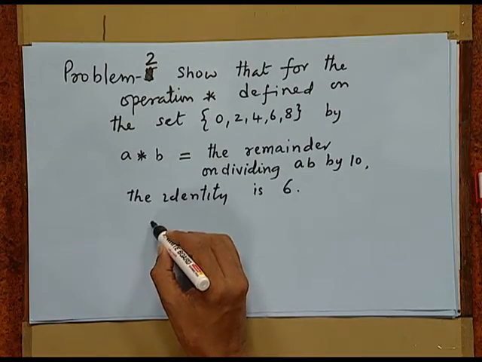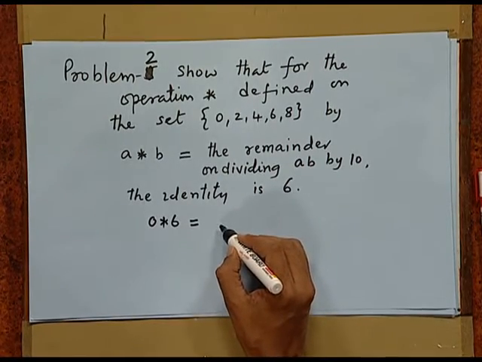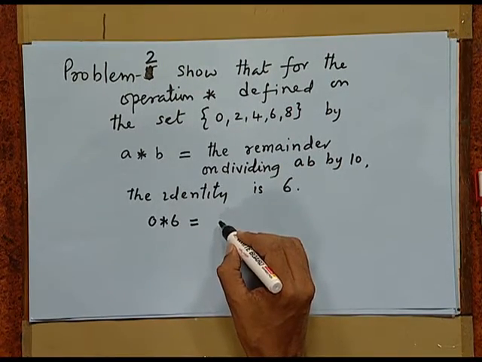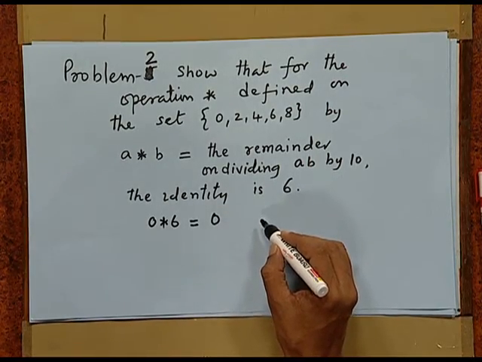We have 0 star 6 equal to remainder. It is 0, because 0 times 6 is 0, we divide it by 10, the remainder is 0. Let us take 2 star 6.